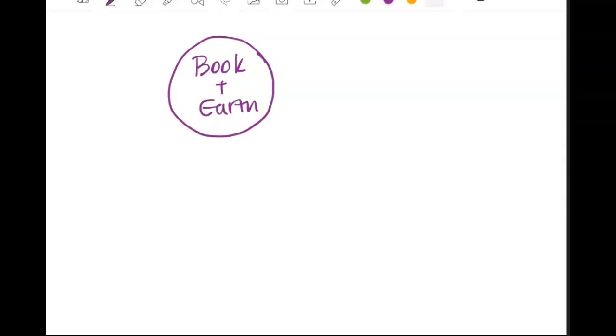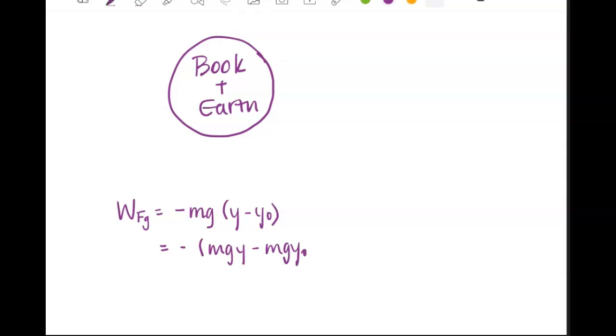Now, in terms of the work done by the gravitational force, it will be negative mg times final minus initial. So negative mgy minus mgy initial. So this work done by the gravitational force is equal to this change in, well, work causes a change in energy. So this must be a change in energy.